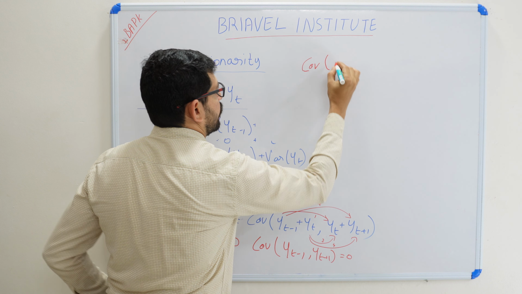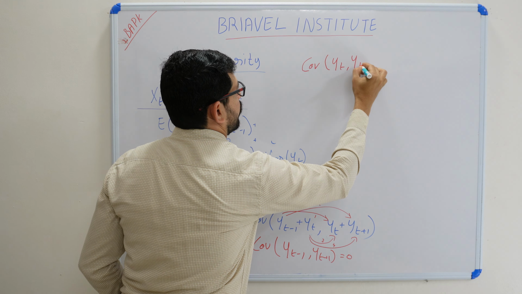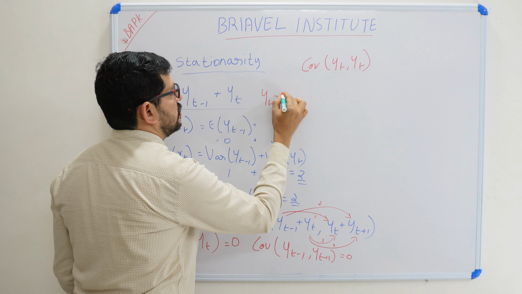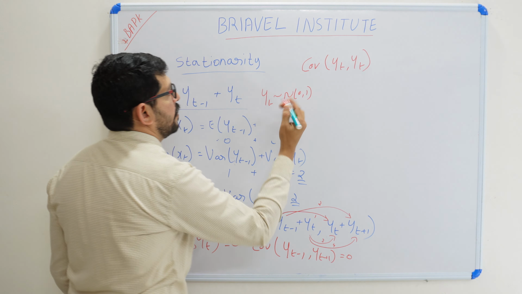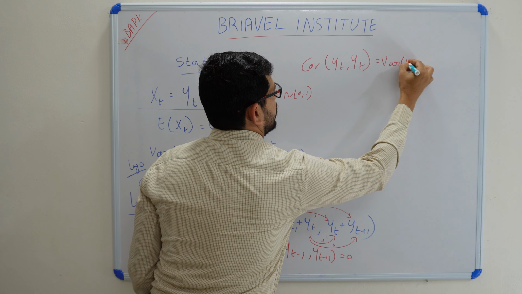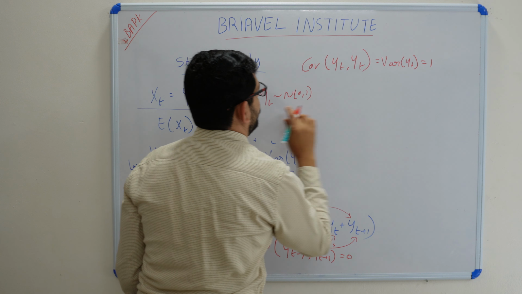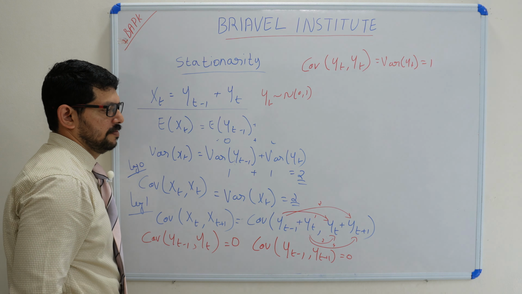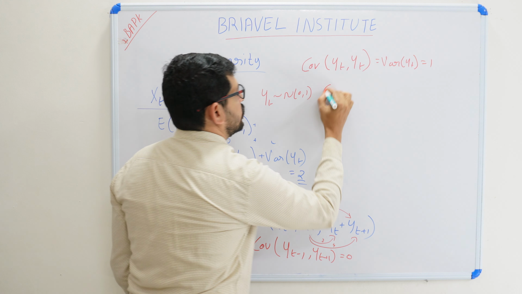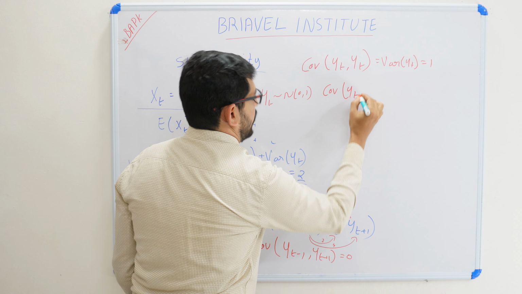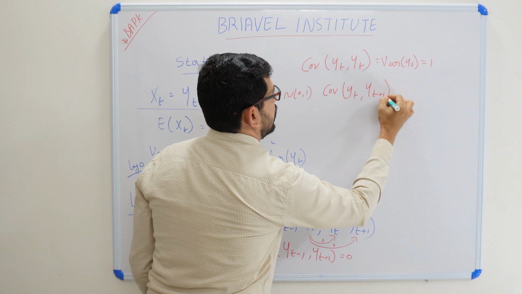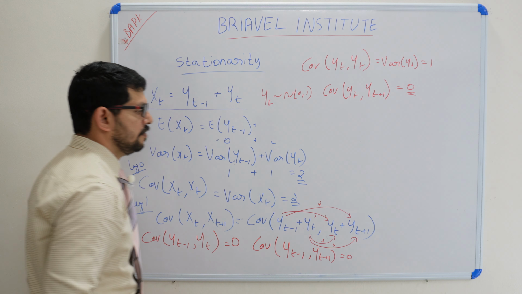covariance of yt comma yt. So yt is dependent on, we already know, so yt is dependent on 0 comma 1. Yt comma yt means it is a variance of yt. Variance of yt is equal to 1. So this term we got 1. Next one yt into yt plus 1. So covariance of yt compared with the yt plus 1. It is independent, it is equal to 0.